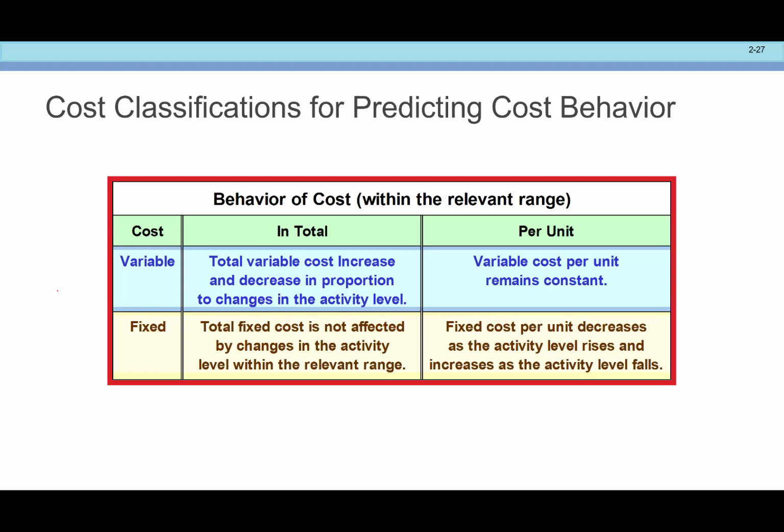So if you really want to be mean to children, what you could say to them is, hey, my variable cost per unit are fixed, while my fixed cost per unit are variable, and my total variable cost are variable. My total fixed costs are fixed. I guess you couldn't mess with them that much. But with the per unit, you could really blow their minds, right?